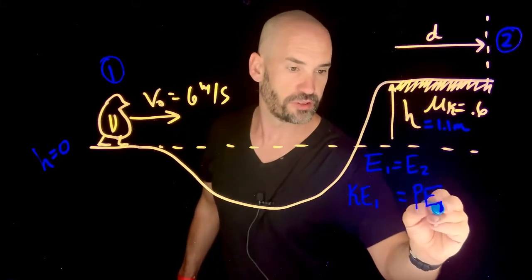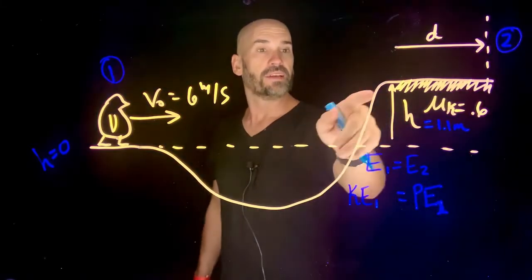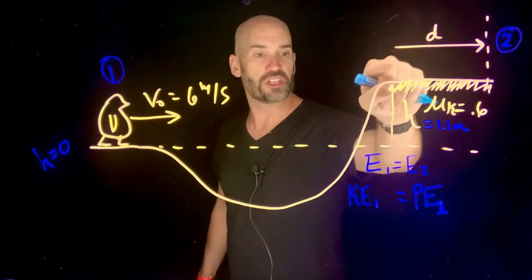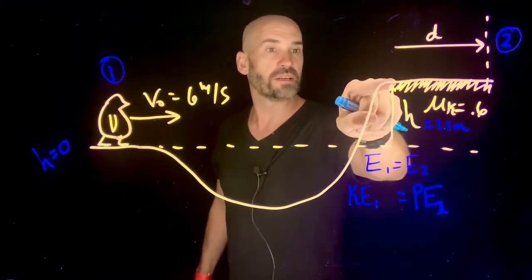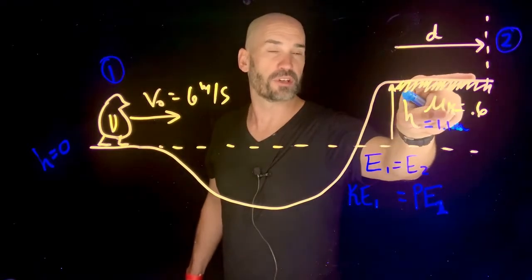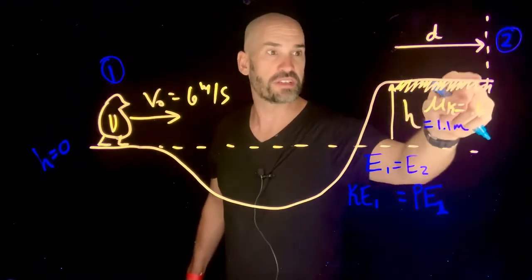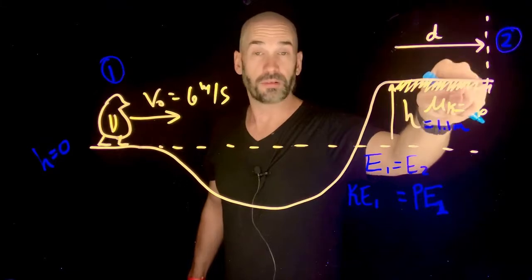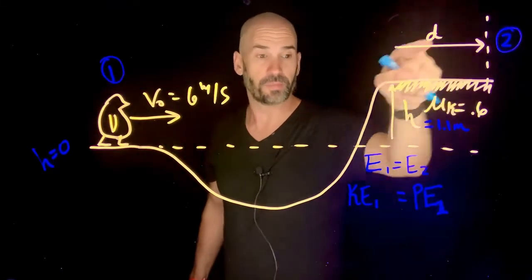Sorry, that's going to be potential energy 2. And whatever remaining kinetic energy she had is actually being siphoned off, lost, because friction's slowing her down until she reaches her rest position over here at 2, okay?